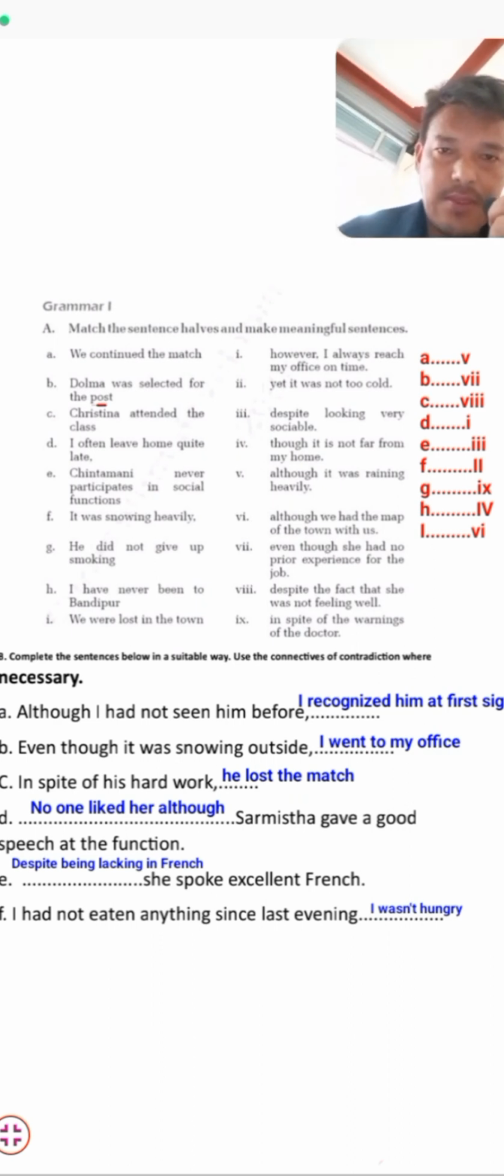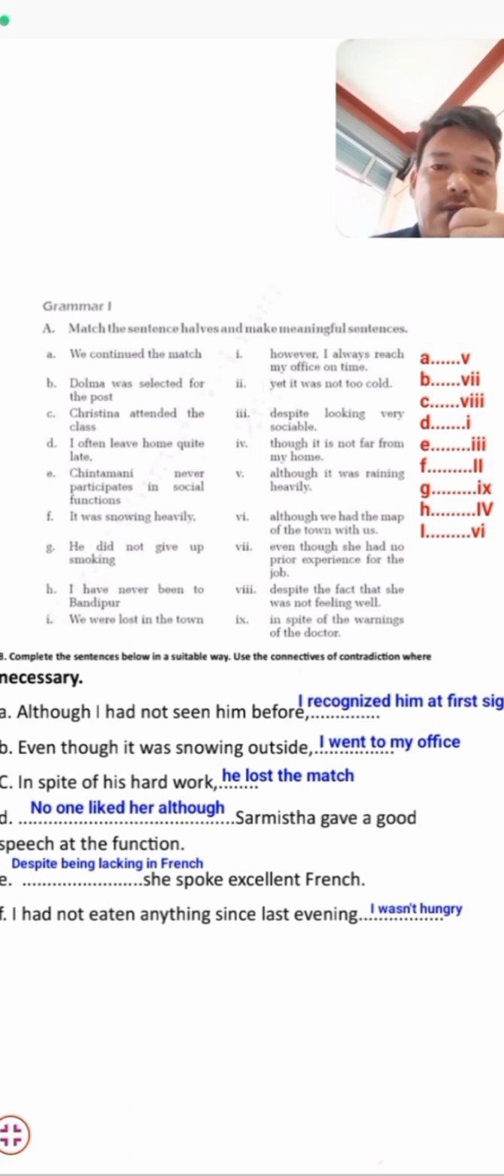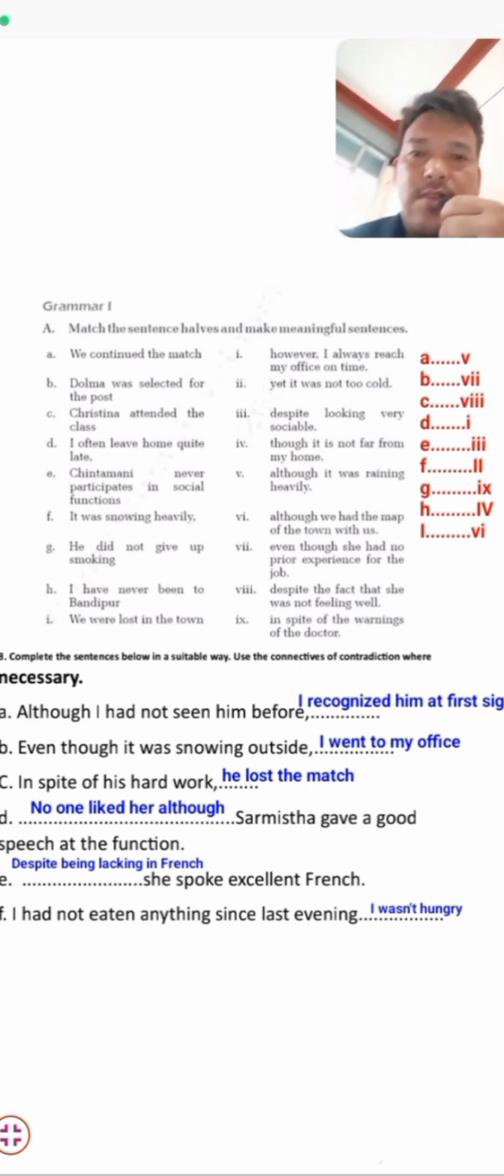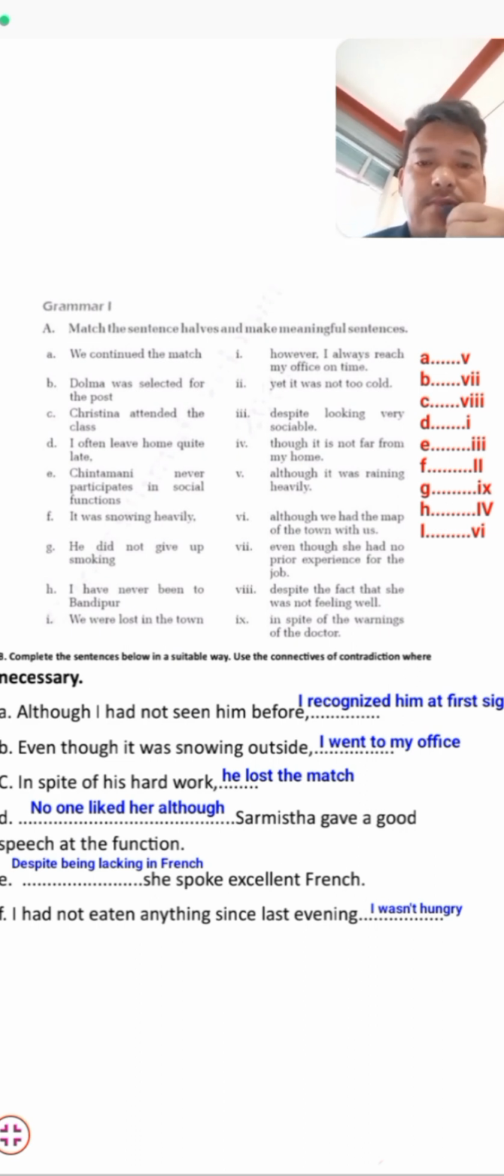So B number is: Dolma was selected for the post. B is the seven number: even though she had no prior experience for the post. C number is: Christina attended the class, and it's eight number: despite the fact that she wasn't feeling well. Yes, she was not feeling well, even then she attended the class.